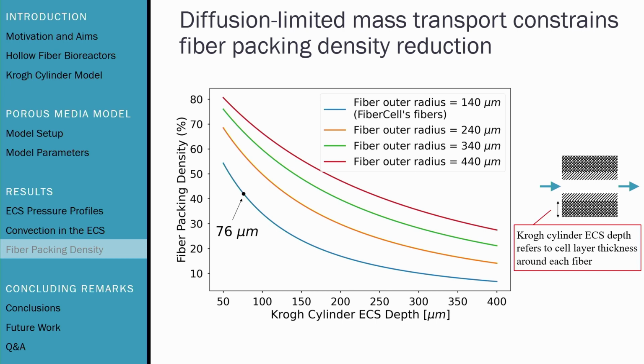So this plot just shows the fiber packing density for different cell layer thicknesses around each fiber and for different sized fibers. And the point highlighted is just the system that was modeled throughout all this work, where 42% packing density corresponds to a cell layer thickness of about 76 microns.